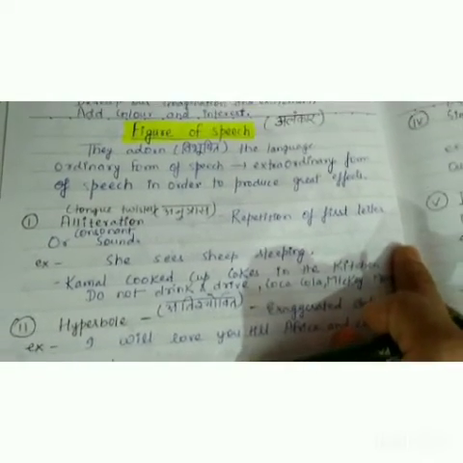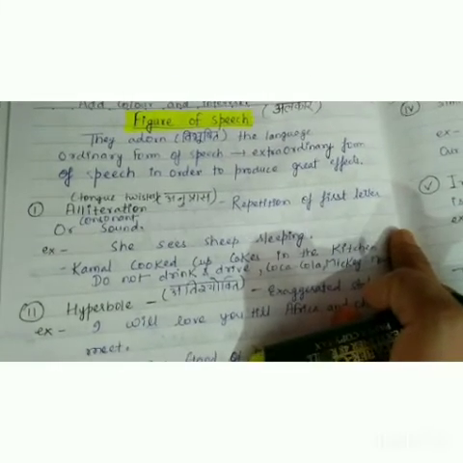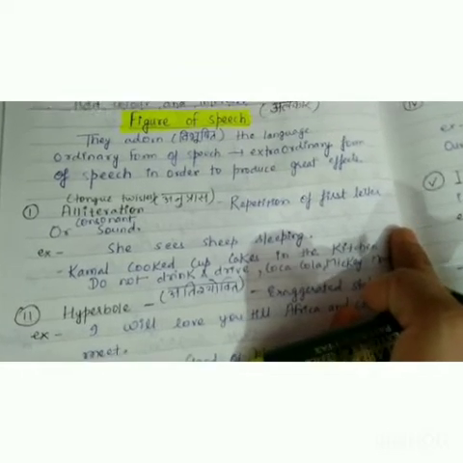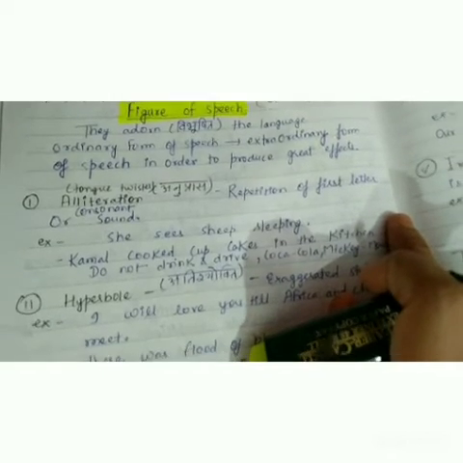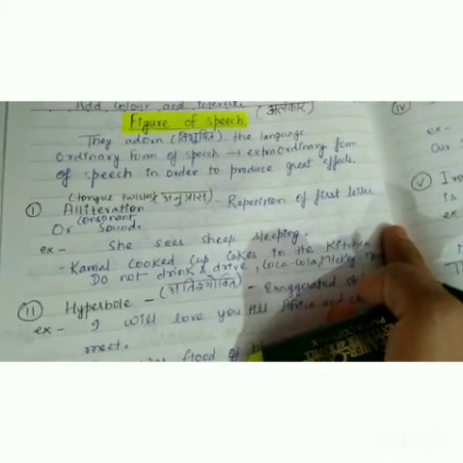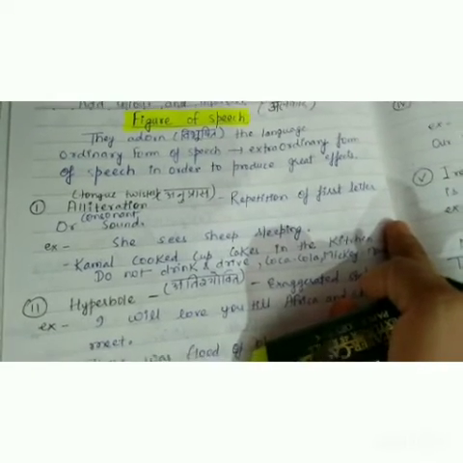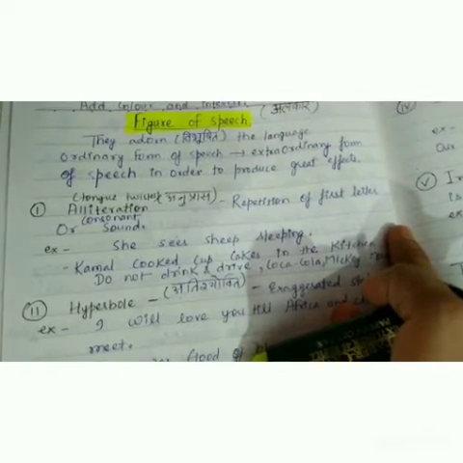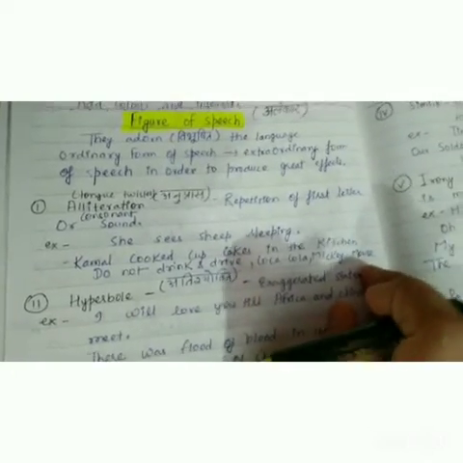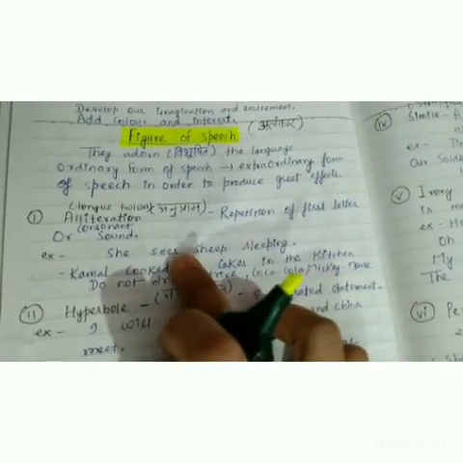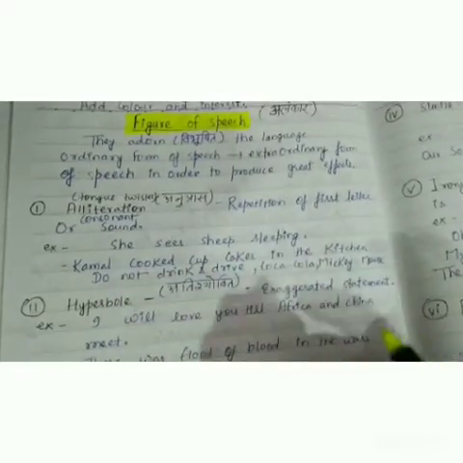Let's see parts of figure of speech. First one is alliteration, which we call anupras alankar in Hindi. Repetition of first letter or consonant sound is called alliteration. We can also call alliteration a tongue twister. For example, she sees sheep sleeping. Kamal cooked cupcakes in the kitchen. Do not drink and drive.